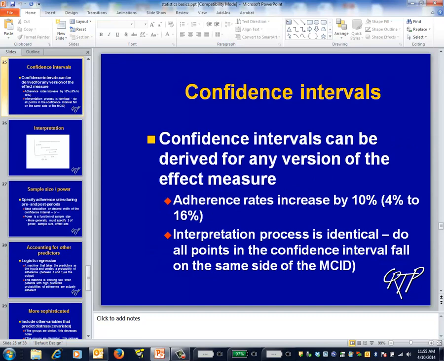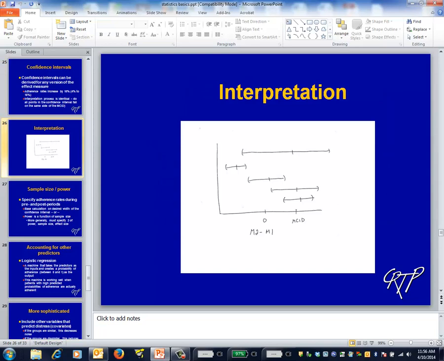Confidence intervals work exactly as before. You can treat them as a black box. Any statistical package will report them as a matter of course, and your task is to take the numbers and interpret them. I've copied a previous slide to remind you how the interpretation process works.